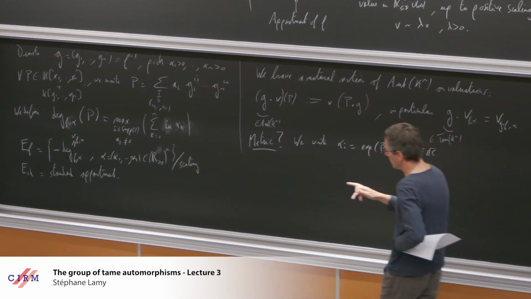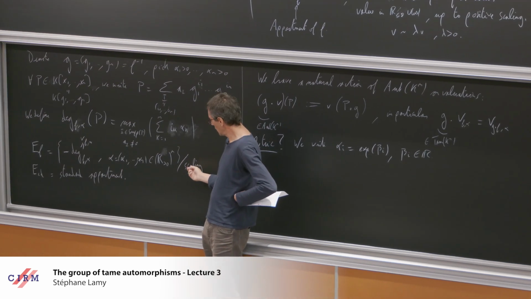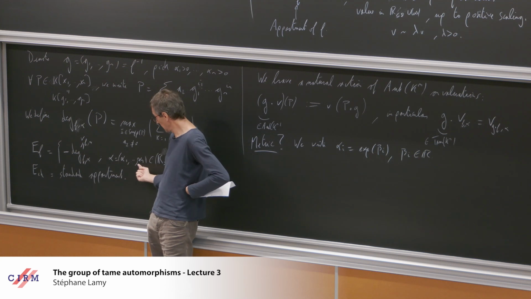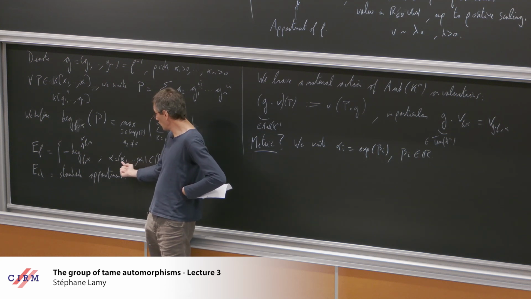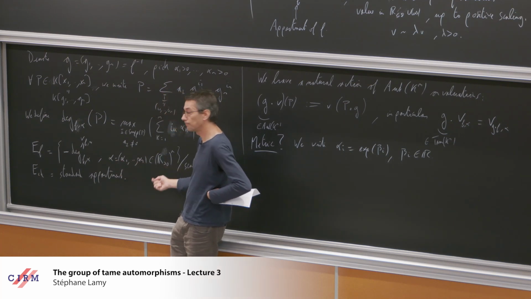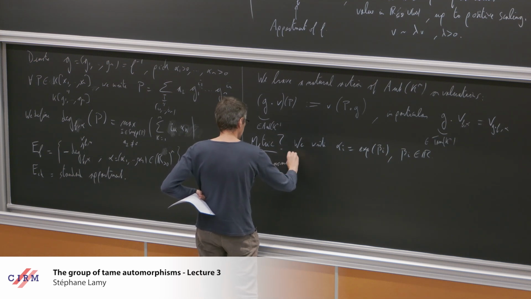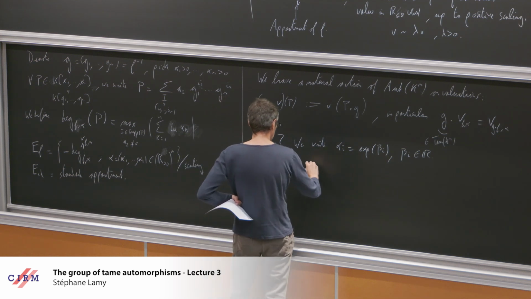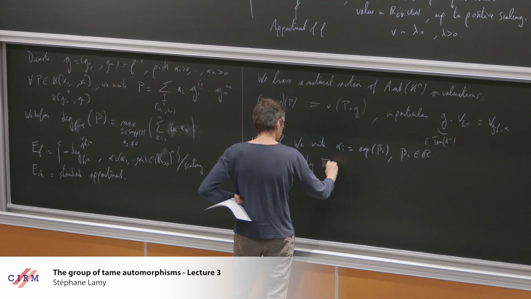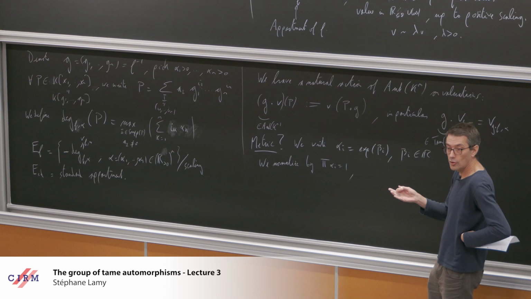And remember that my valuations are always defined up to scaling. If you scale your valuation, it's the same as scaling the weights. Since it's up to scaling, one way to normalize is to ask for the product of these positive real numbers to be 1. So we normalize by the product of the alpha_i equal to 1. And so at the level of the logarithm, the sum is equal to 0.